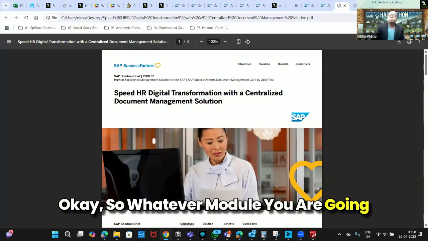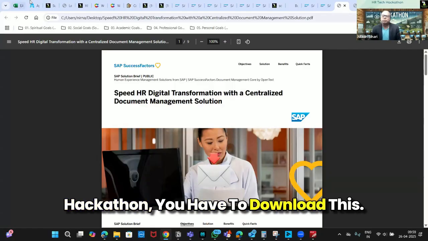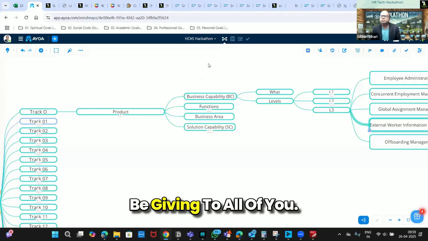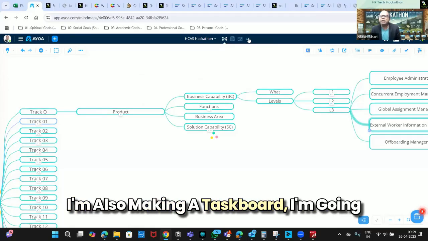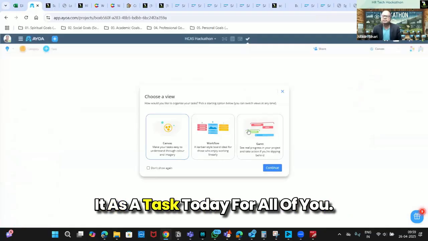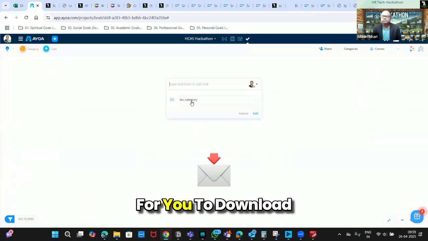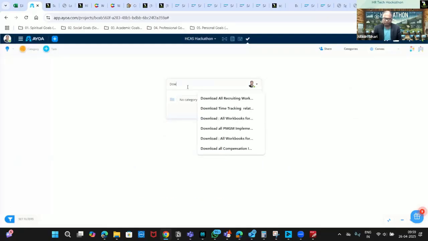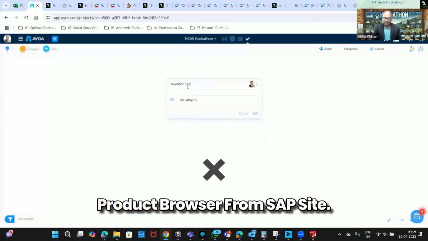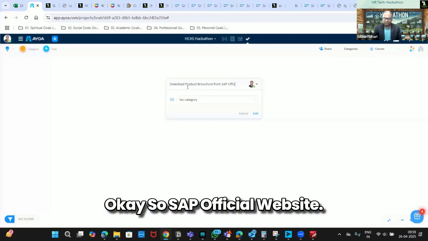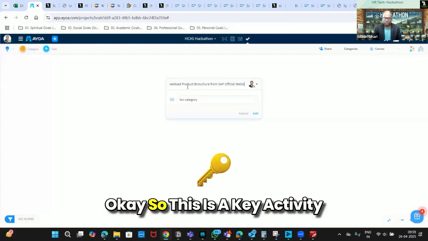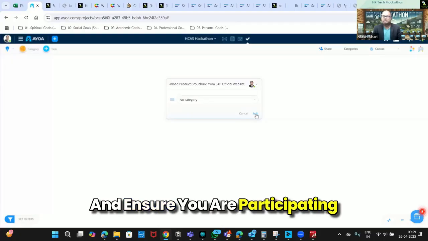Whatever module you are going to participate in for this hackathon, you have to download this. This is an activity I will be giving to all of you. I'm also making a task board, and I will put it there as a task today for all of you. The first task will be to download the product brochure from the SAP official website. This is the key activity, and ensure you are participating fully in this hackathon.